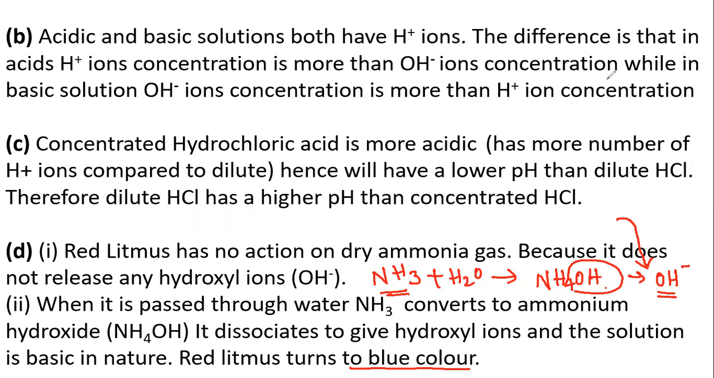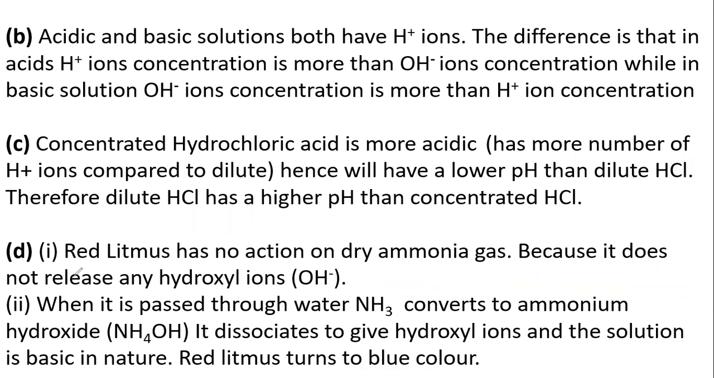Have you understood the answer? Look once. Red litmus has no action on dry ammonia gas because it does not release any hydroxyl ions. Next, when it is passed through water, NH3 converts to ammonium hydroxide. It dissociates to give hydroxyl ions, and the solution is basic in nature. So red litmus turns blue. Understood? This is the answer.